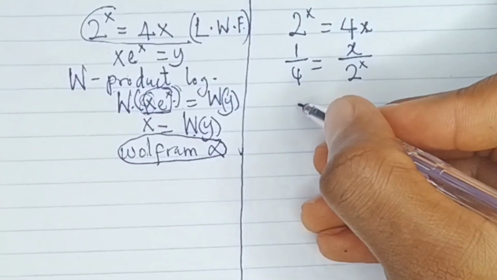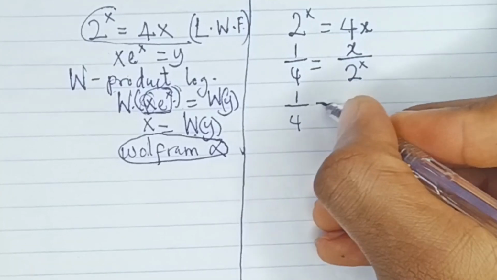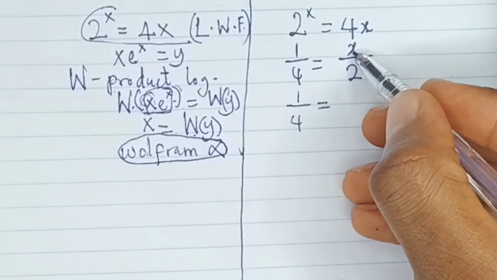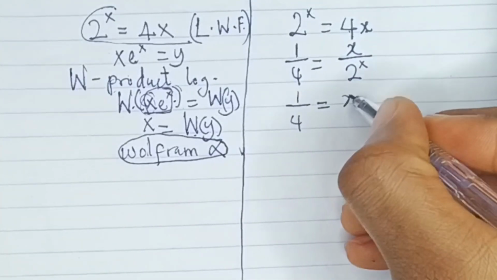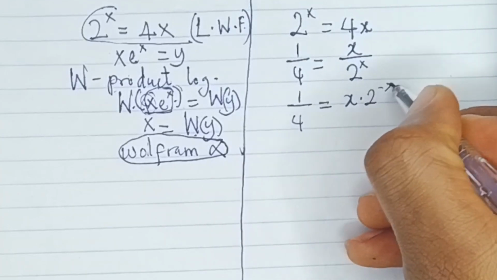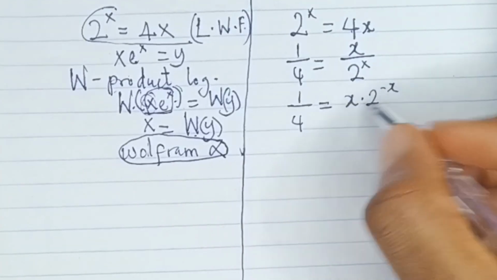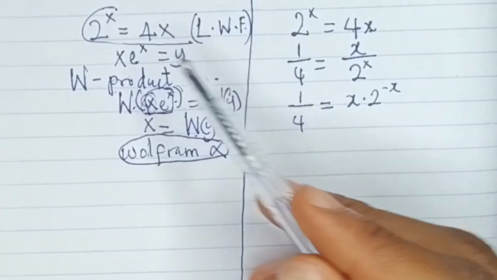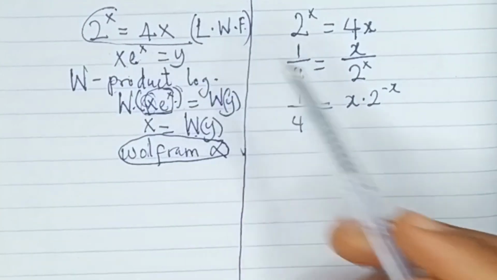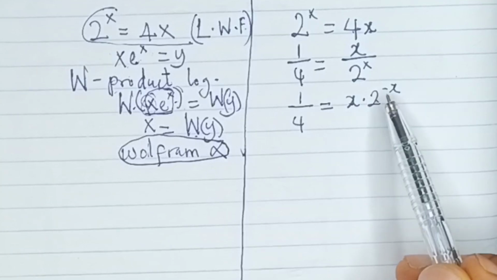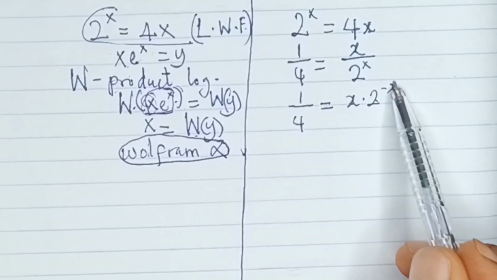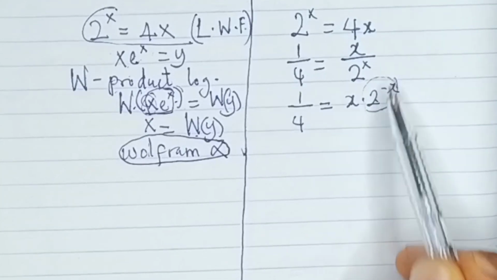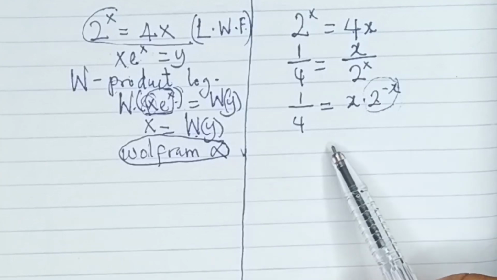Now, I still have that 1 over 4 again becomes equal to x over 2 raised to power x, which is x times 2 to the power of negative x. So I've literally collected my x to one side. But then look, here we are required to get this in the form of x e to the power of x. But here we have x times 2 to the power of negative x. So we're going to look for a way to replace this 2 here with e.